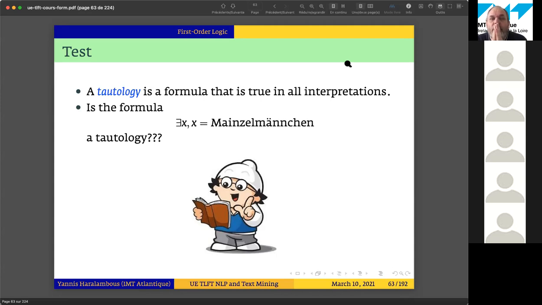So a tautology is a formula that is true in all interpretations. This means that you take this formula, you interpret it in any possible and imaginable way, and it's always true. Now question: is the formula "there exists an X such that X equals Mainzelmännchen" a tautology? Your first reaction should be: depending on the interpretation, this can also be false. When I say there exists an X such that X is a Mainzelmännchen, it suffices to take a domain in which there are no Mainzelmännchen, and in that case my formula will be false. Well, no.